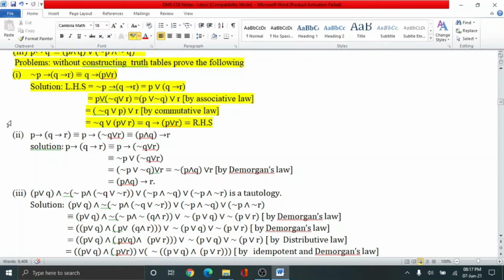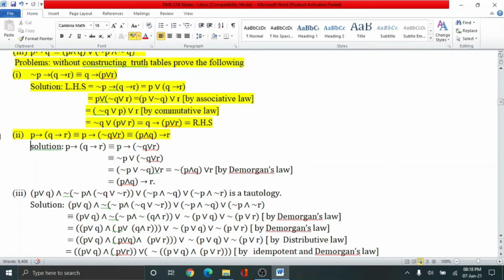That is, we are applying an associative law, and this is in the form of negation P or Q. That is nothing but P implies Q. So we can replace the given compound proposition negation Q disjunction P disjunction R as Q implies P disjunction R, and that is our required RHS part. So we have proved this problem without using the truth tables, with the help of laws of algebra and equivalent forms. And let us consider similarly the second problem.